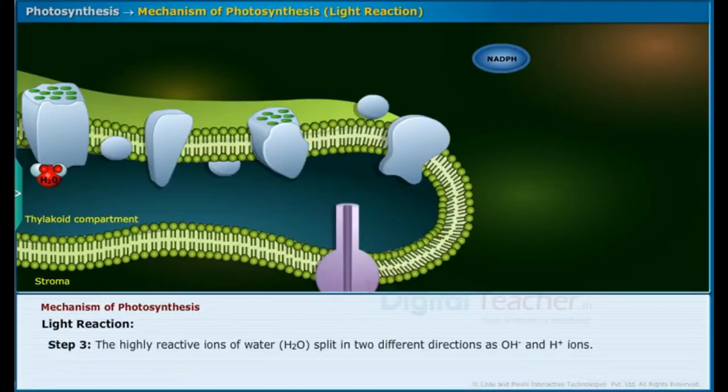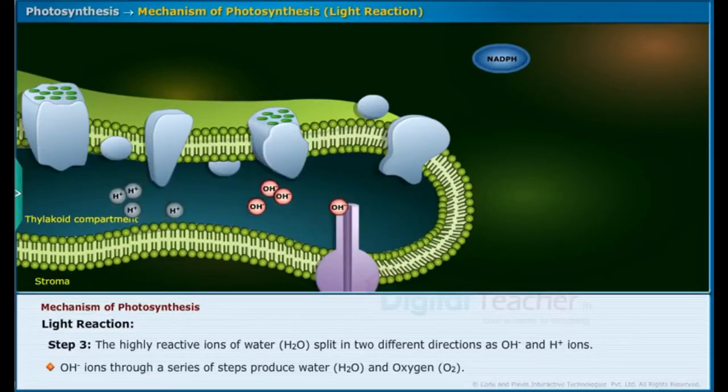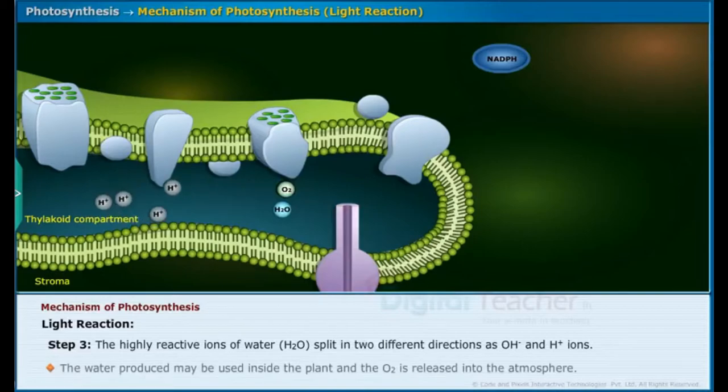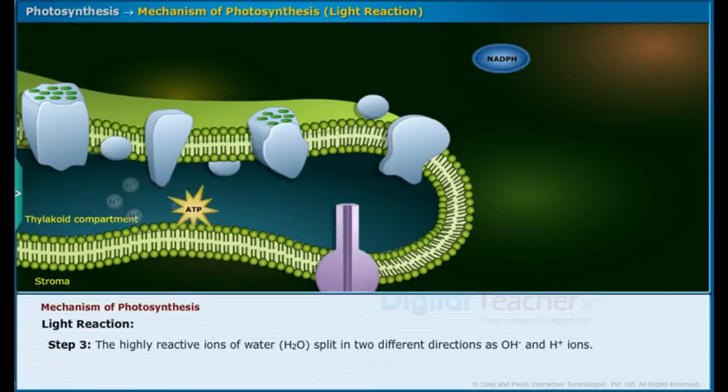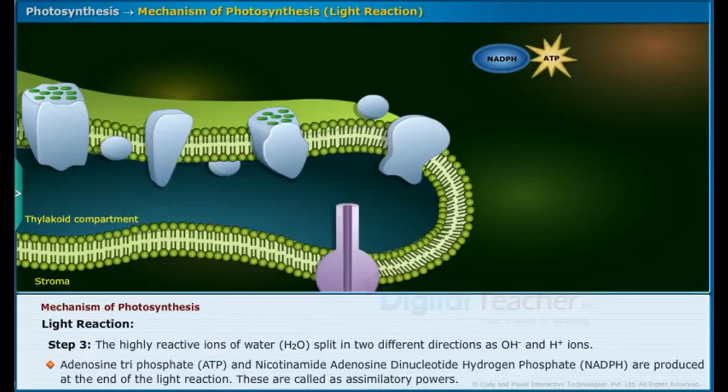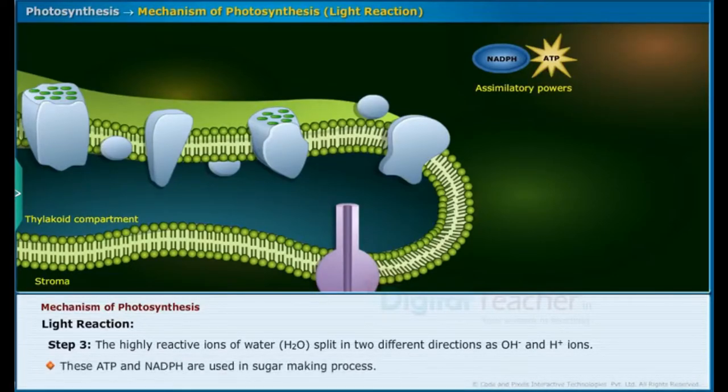Step 3. The highly reactive ions of water split in two different directions as hydroxyl and hydrogen ions. The hydroxyl ions through a series of steps produce water and oxygen. The water produced may be used inside the plant and the gas oxygen is released into the atmosphere. The hydrogen ions undergo a series of changes in the dark reaction. Adenosine triphosphate (ATP) and nicotinamide adenine dinucleotide phosphate hydrogen (NADPH) are produced at the end of the light reaction. These are called assimilatory powers. These ATP and NADPH are used in the sugar making process.